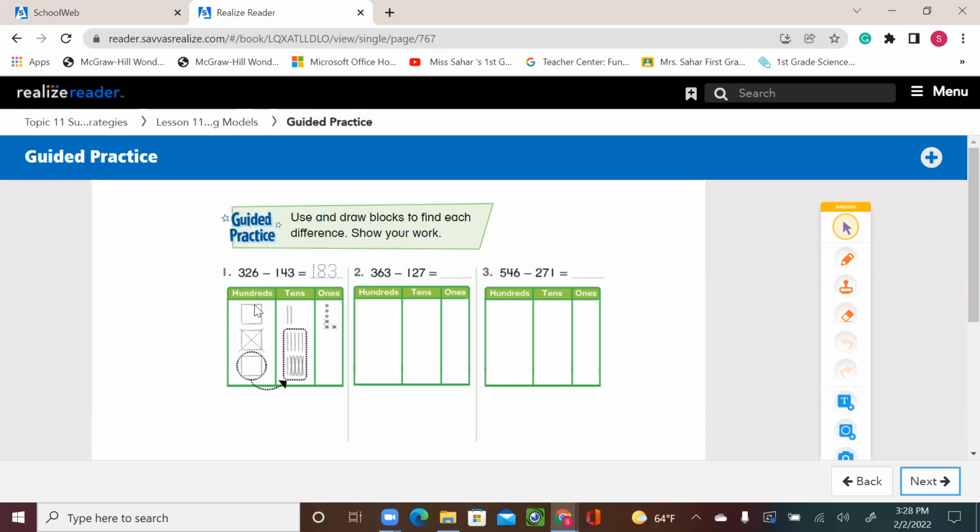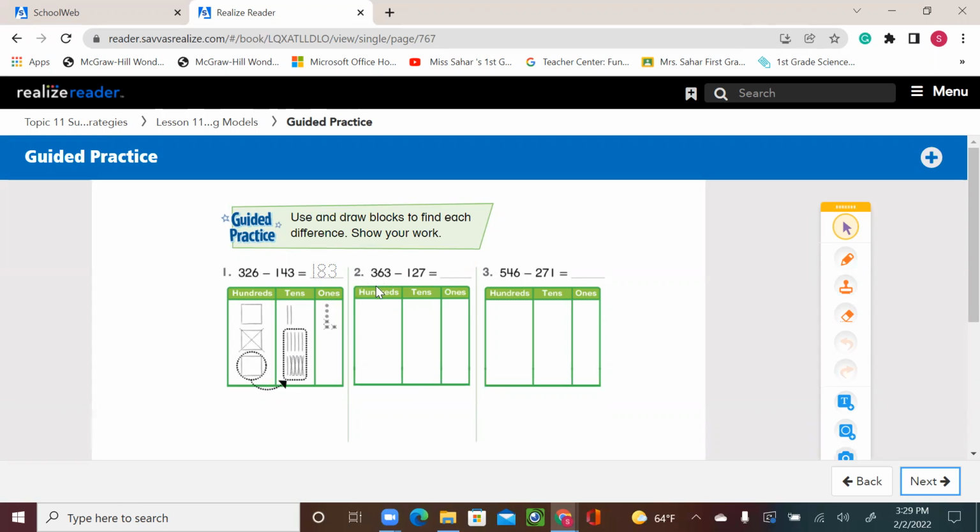So what we're going to do, we're going to take 100. And we need to take 4 tens. We know that we only have 2 tens. So we're going to break one of the 100s into tens. Now we're going to have these tens, and we're going to take away the 4. So 1, 2, 3, 4, and we're going to count how many we have left. 1, 2, 3, 4, 5, 6, 7, and 1 here, 8. So now we have 100, 8 tens, and here are our ones, 3 ones.